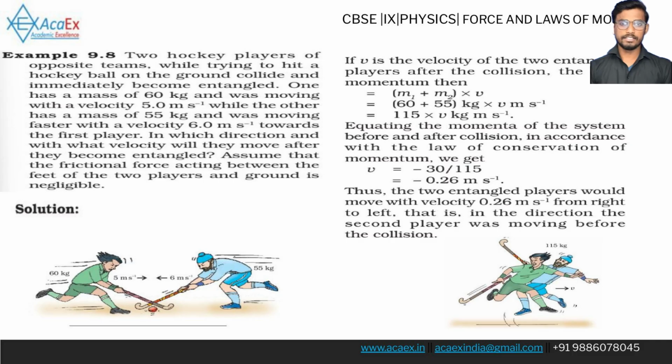Two hockey players, 60 kilograms at 5 meters per second and 55 kilograms at 6 meters per second, collide and become entangled. Find final velocity and direction. Total momentum before equals 60 times 5 plus 55 times minus 6 equals 300 minus 330 equals minus 30 kilogram meters per second. Total momentum after equals (60 plus 55) times v equals 115v. So 115v equals minus 30, v equals minus 0.26 meters per second. They move at 0.26 meters per second from right to left.